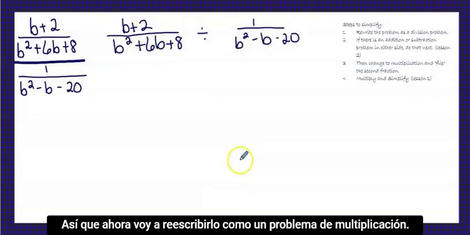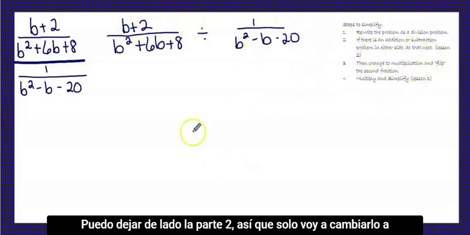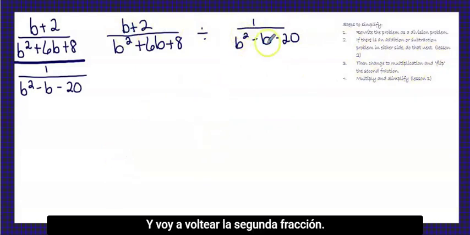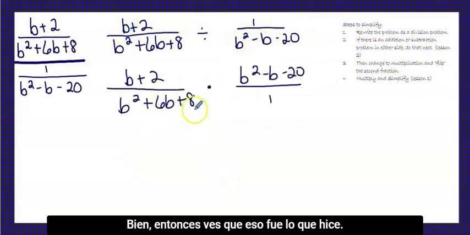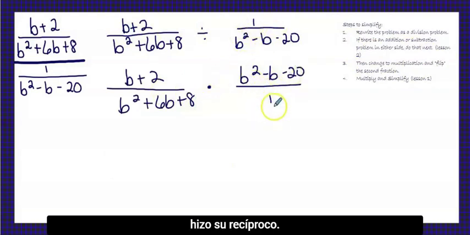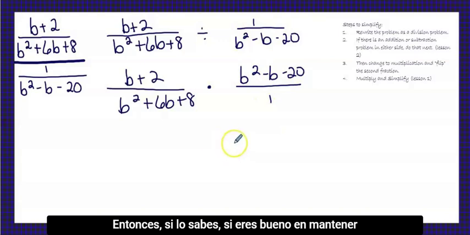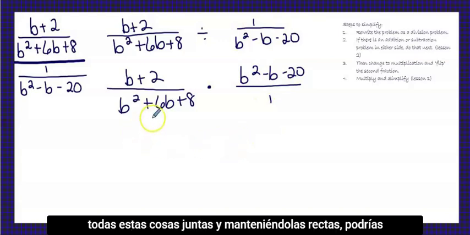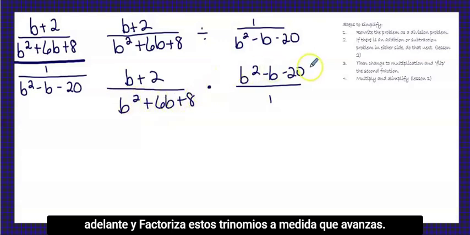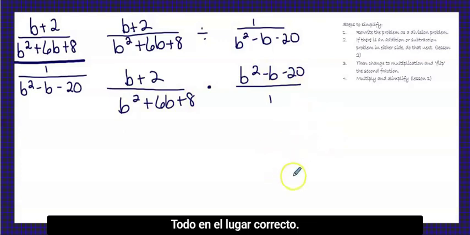Okay, so now I'm going to rewrite it as a multiplication problem. There is no fraction added to a fraction anywhere, so I can leave out part 2. So I'm going to change it to a multiplication problem, and I'm going to flip the second fraction over. Okay, so you see that's what I did. I changed this to multiplication and flipped the second fraction, made its reciprocal. So if you're kind of good at keeping all this stuff together and keeping it straight, you could go ahead and factor these trinomials as you go. I like to just rewrite everything, just so I can keep everything in the right place.